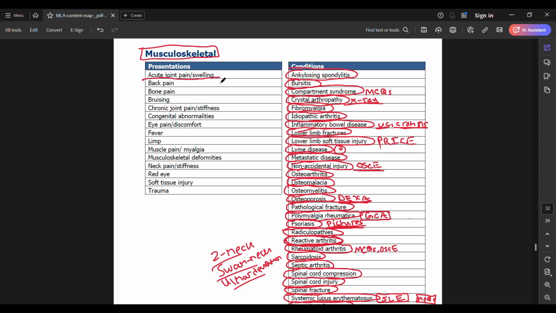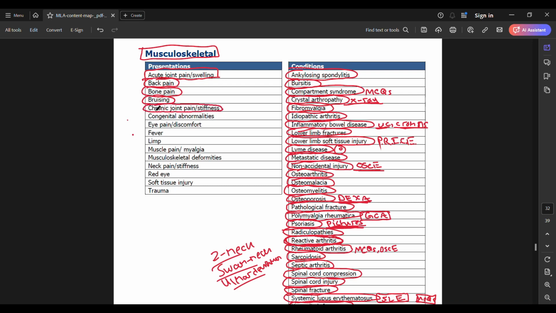Acute joint pain and swelling, you have your arthropathies, you have your septic arthritis, you have your joint injuries, right? Next you have back pain, right? Spinal cord compression, could be bamboo spine, could be a back sprain. They like to test you on back pain a lot in your OSCE stations. Next you have bone pain, you have your osteoporosis, right? Bruising, non-accidental injury. A lot of times you could get bruising and non-accidental injury. Bruises of different ages, right? That is something that's very important in that case.